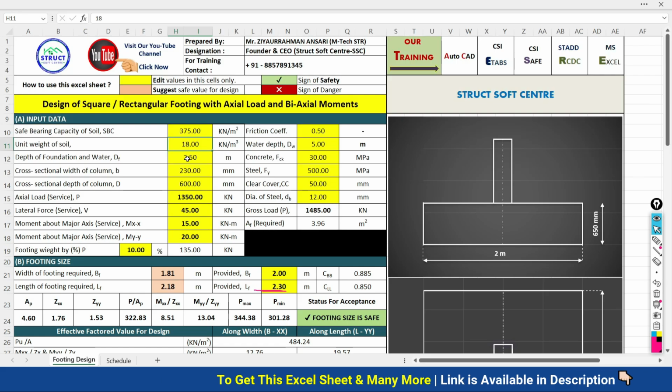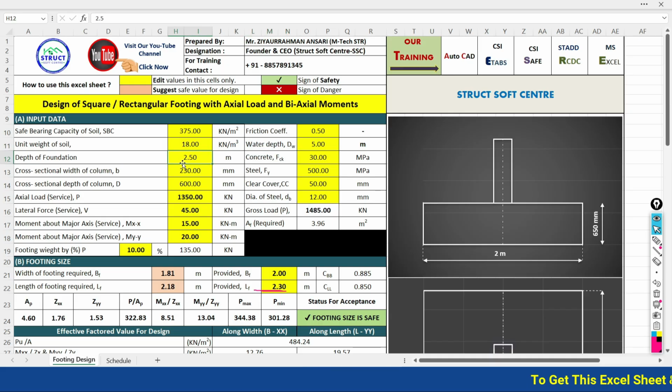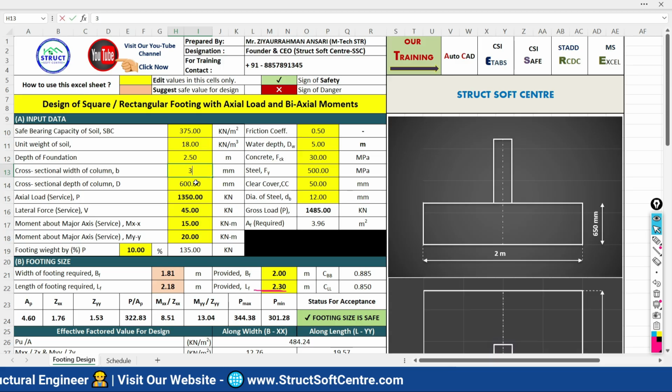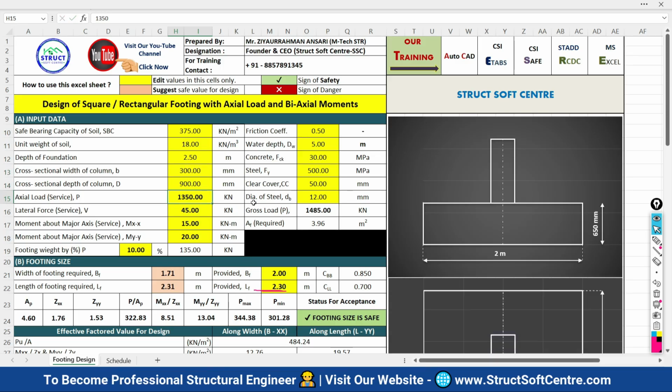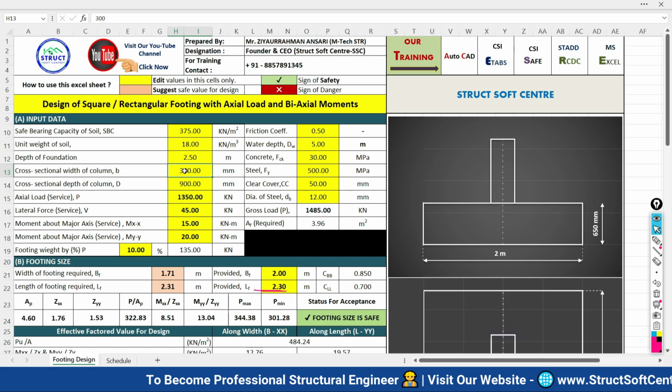Next, it is asking for the depth of the foundation and water. The depth of the foundation from your ground level is 2.5 meter, and the depth of the water from the ground level is 5 meter. What is the size of your column? 230 by 600. If any other size of the column is there, you can define it here. Suppose 300 by 900 is the size of your column, then you can define that. Here my size of the column is 230 by 600.